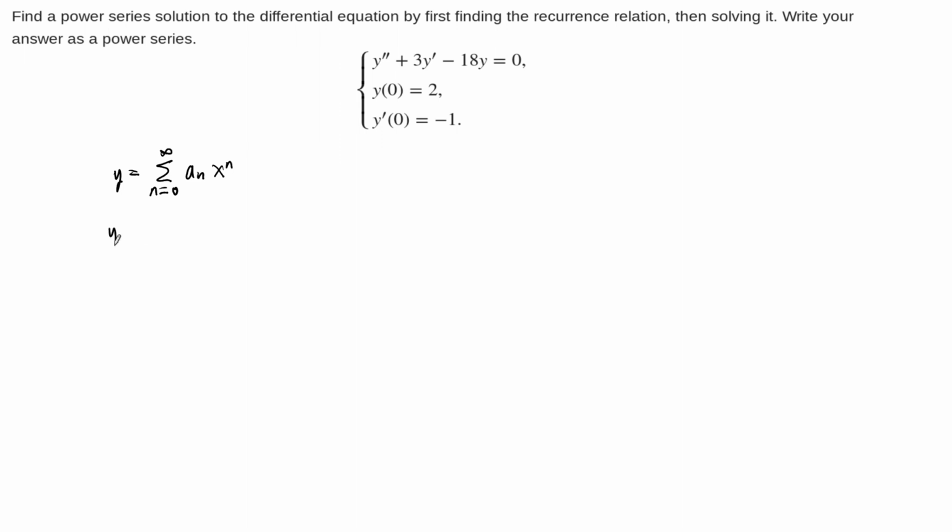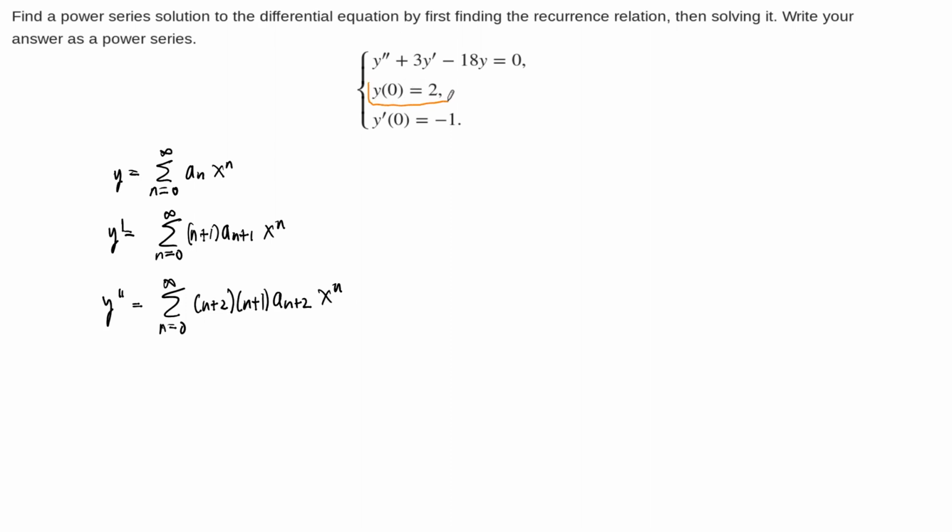And then as we start taking derivatives, these are just formulas that you can memorize, or if you don't understand where they come from, you can build that understanding later. But this is n plus 1 times a sub n plus 1 x to the n. And then y double prime, if we want to start with the index 0, then this one becomes n plus 2 times n plus 1 times a sub n plus 2 times x to the n.